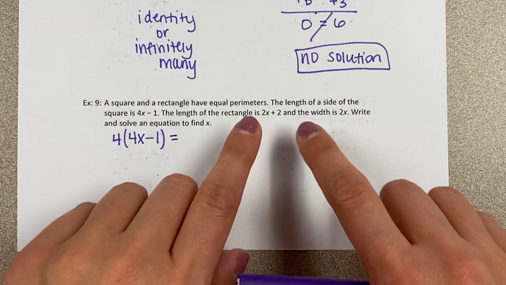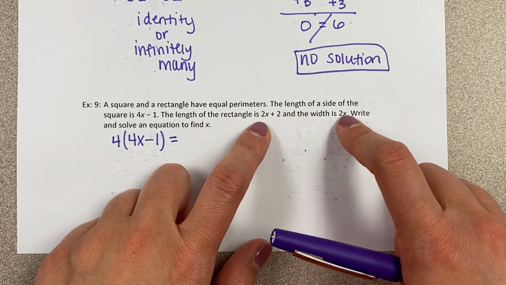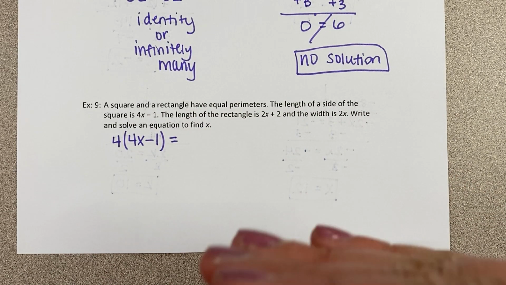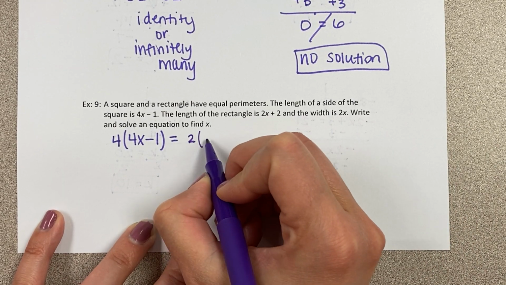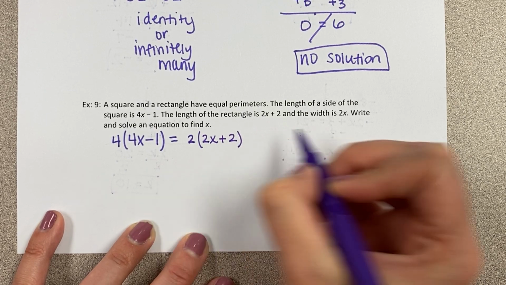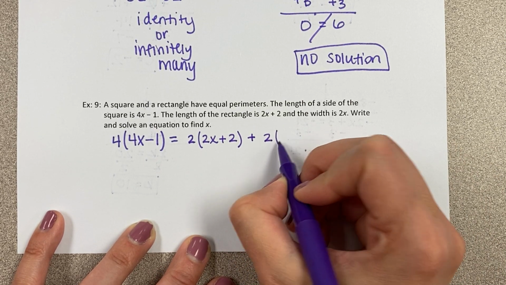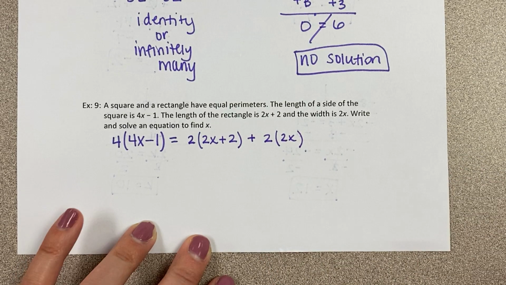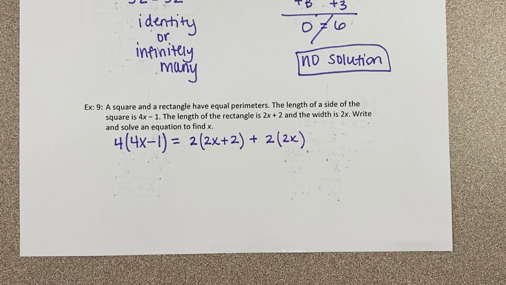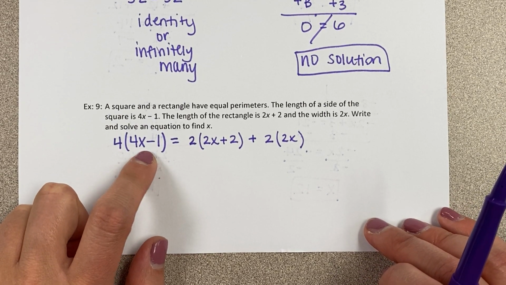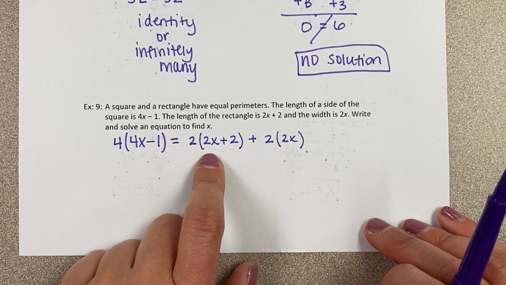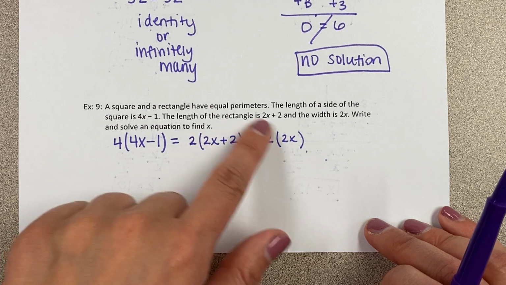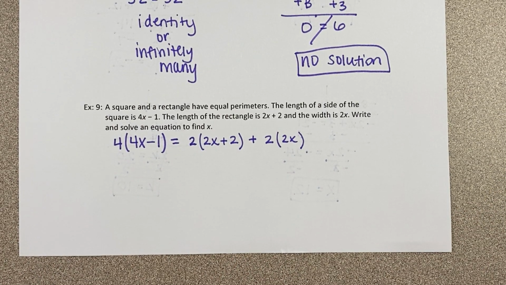Now for the rectangle, you have the length, 2x plus 2. The width is 2x. There's 2 sides for each. So to figure that out, we would want to take 2 and multiply it by the length, and then add it to 2 times the width. So perimeter, remember, you're adding all 4 sides together. So by multiplying our square length by 4, that tells us all 4 sides. Multiplying the length and the width by 2 would give all 4 sides of the rectangle. So we want to see what the equation would be to find x.